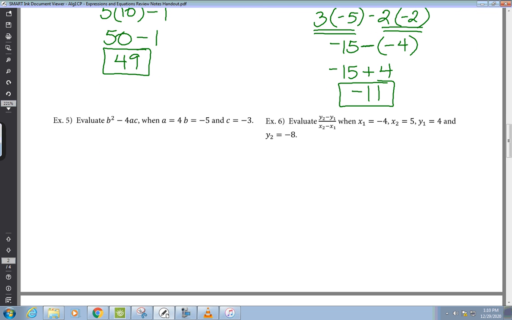So finish off evaluating, do 2 more examples. b squared minus 4ac. So we have three variables we have to take care of. Okay. a is 4, b is negative 5, c is negative 3. First order of business, plug in everything. Negative 5 squared minus 4 times 4 times negative 3.